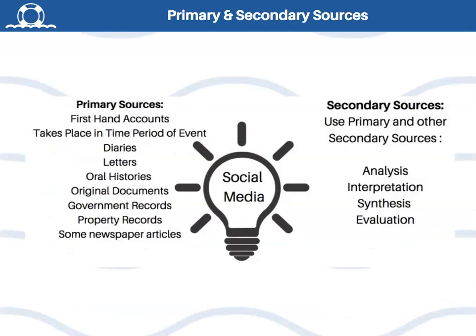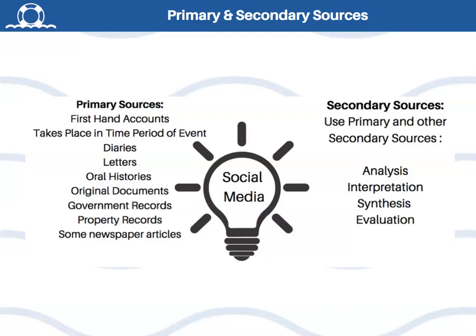I'm going to start with just letting you know the internet is full of primary and secondary sources. Now, what are those? Primary sources are first-hand accounts. It takes place in the period of the event. Yes, Twitter often fills this place. Diaries, letters, oral histories. The Library of Congress, loc.gov, archives.gov really fill this area. You can find posters and people marching and doing all these different types of things in history in their original form. Government records, property records, and yes, some newspaper articles. The ones that happened at the time of the event are also primary sources.